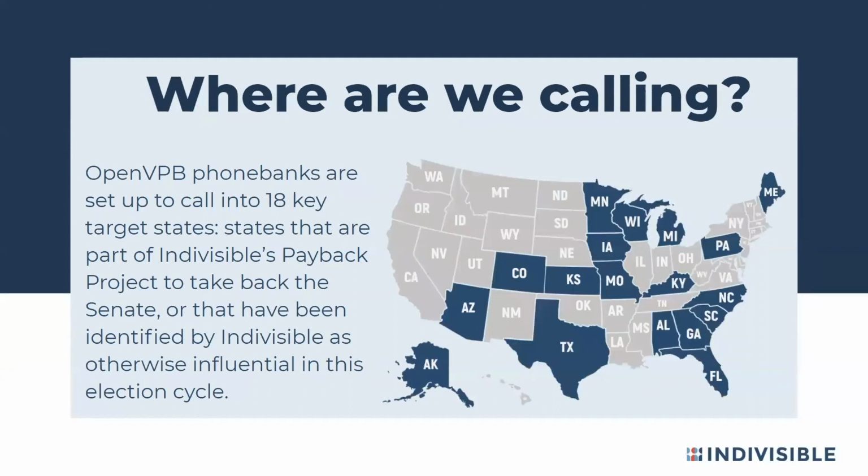Next, what about where we're calling? OpenVPB phone banks are set up to call into 18 key target states, specifically states that are part of Indivisible's payback project to take back the Senate, or that have been identified by Indivisible as otherwise influential states in this election cycle. The dark blue states in this map are our target states.